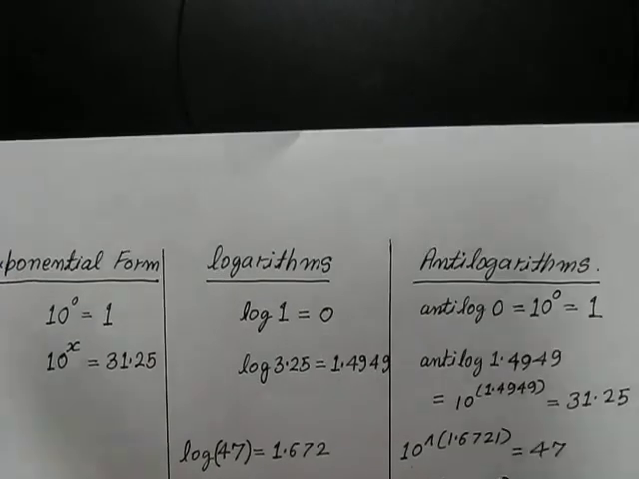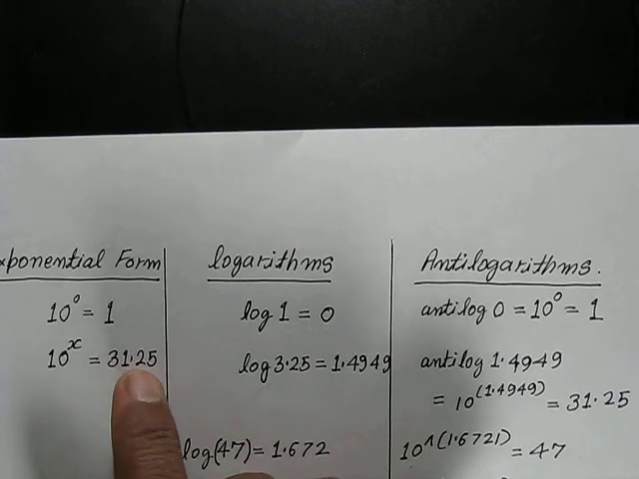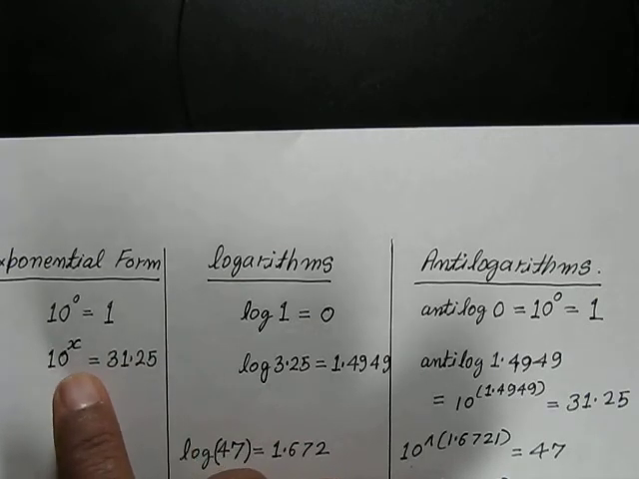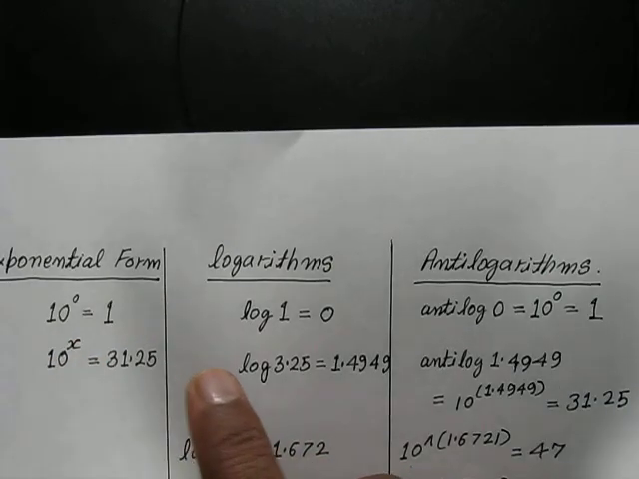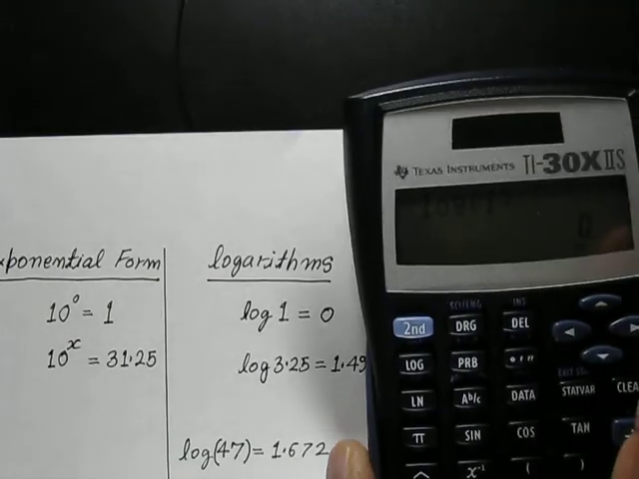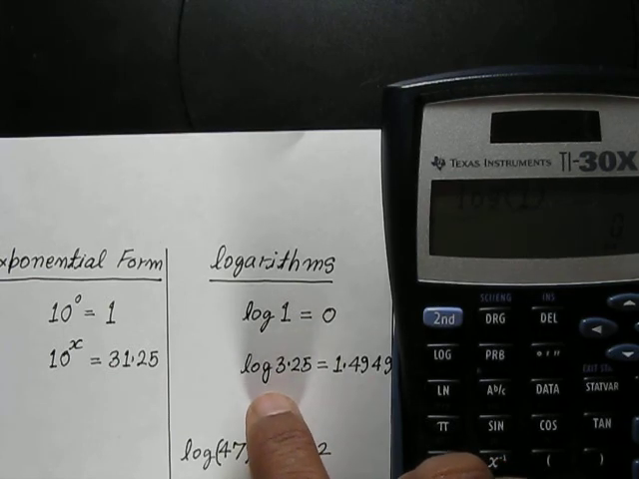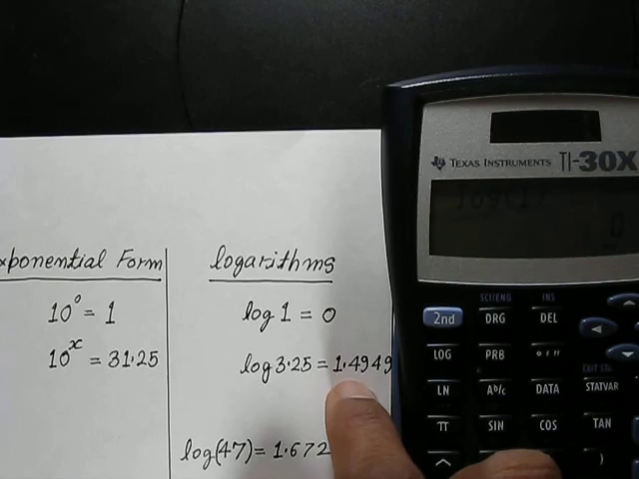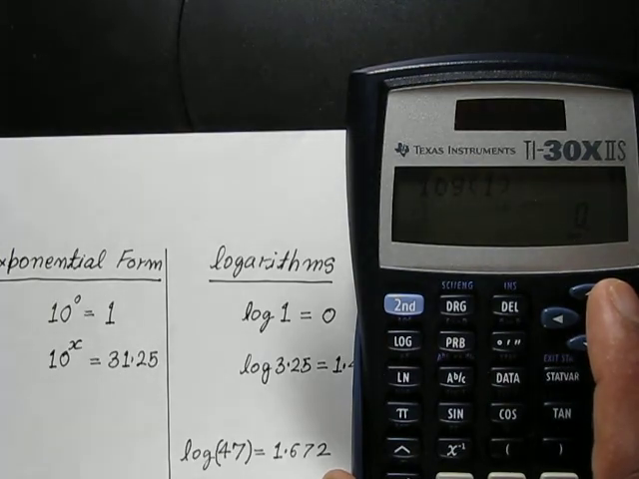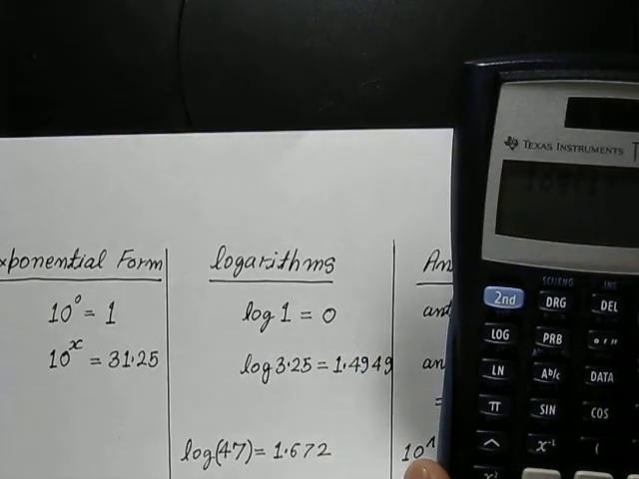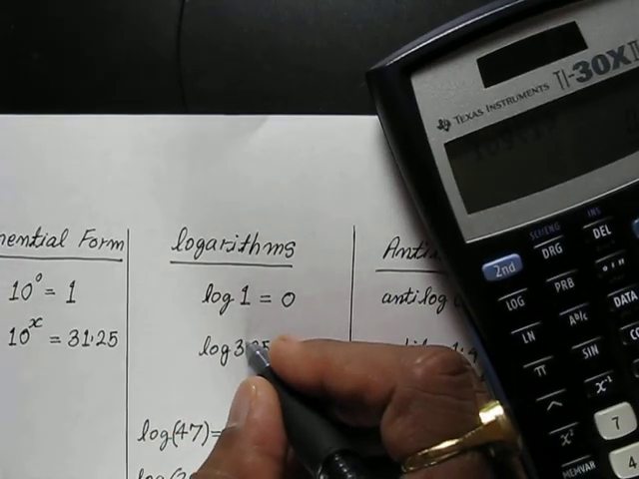Another example is this question: 10 raised to the power x equals 31.25. Here we do not know what power we have to find. What is my x? Then you can take the log of this number. So you write log of the number, 10 is the base, and the power we don't know right now, so x we have to calculate. You can use the calculator with 31.25.